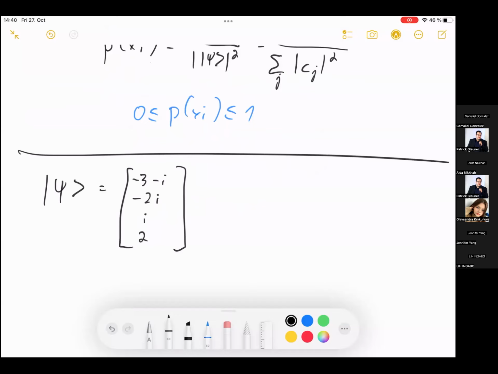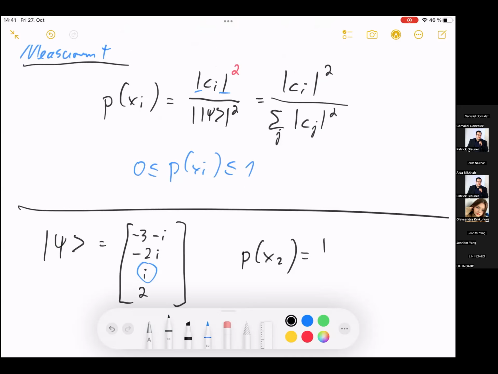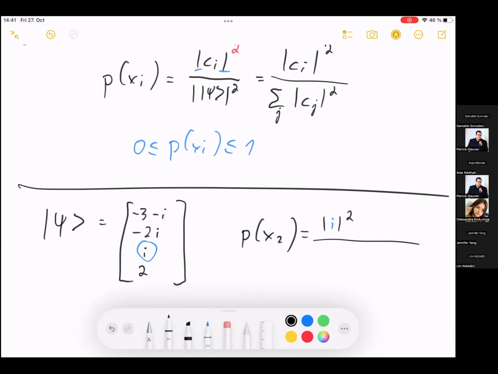And what I want to know is the probability P of x2. So I want to know what's the probability that our particle can be found at the position x2, which is here. So what I need to calculate, as we just saw up here, is I take the i, which is the complex amplitude for x2. I take its absolute value and I square it. And I have to divide this by the length of the vector squared.